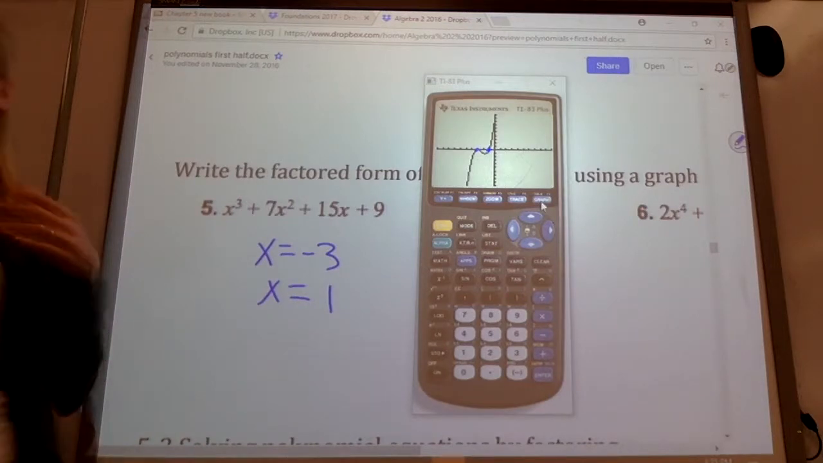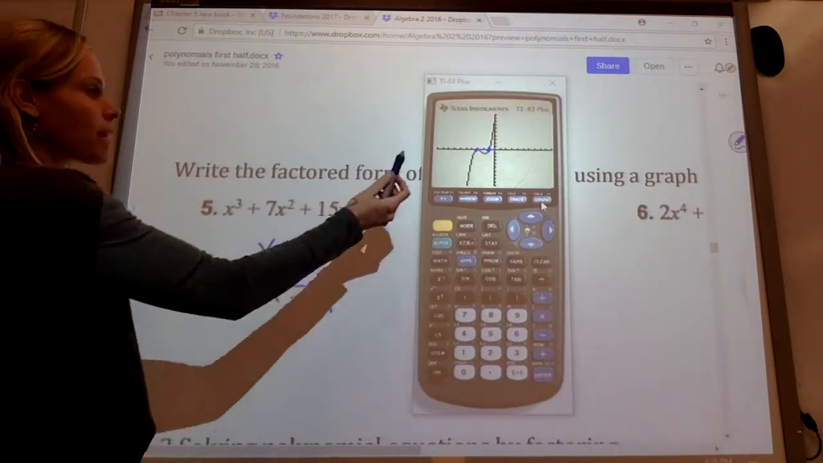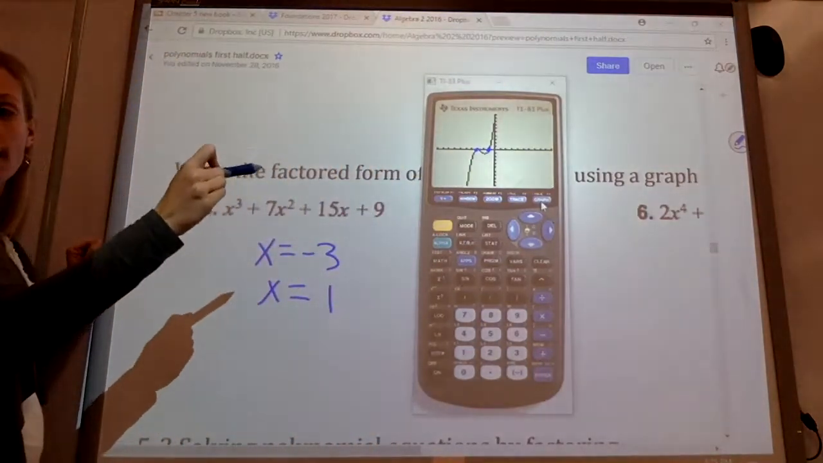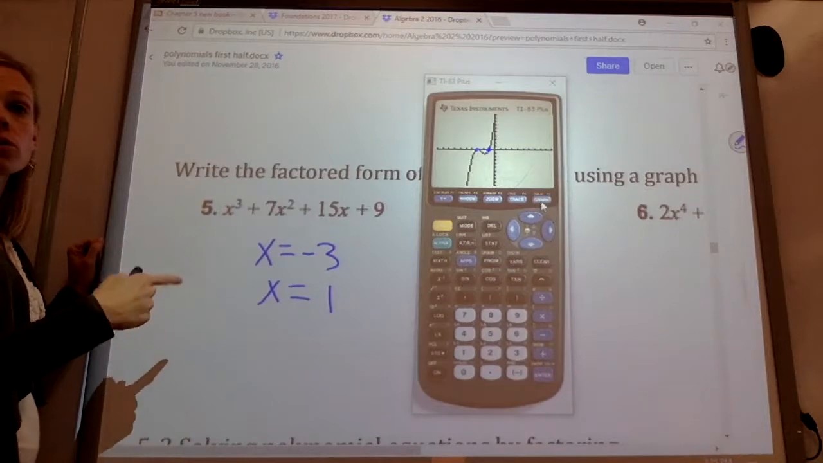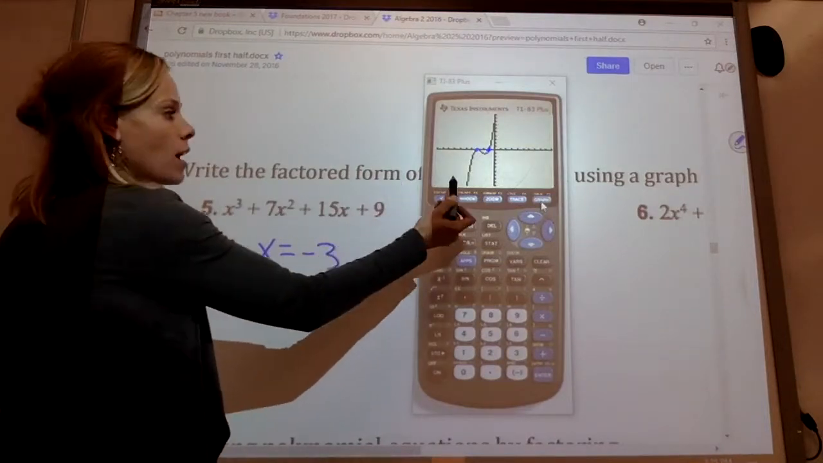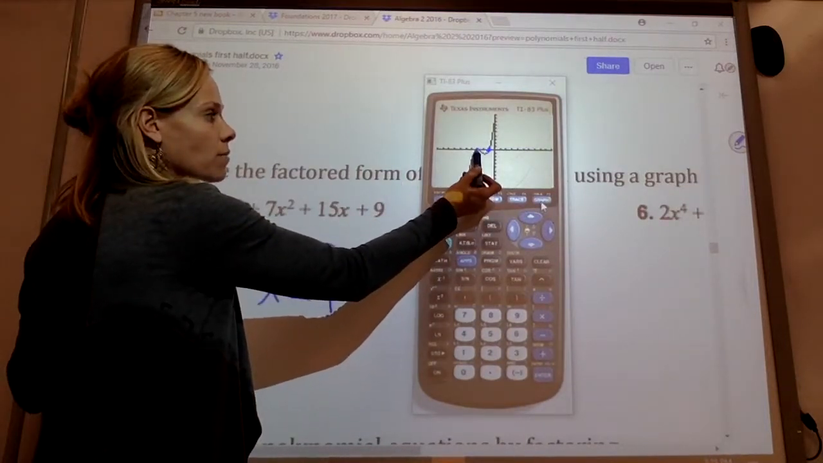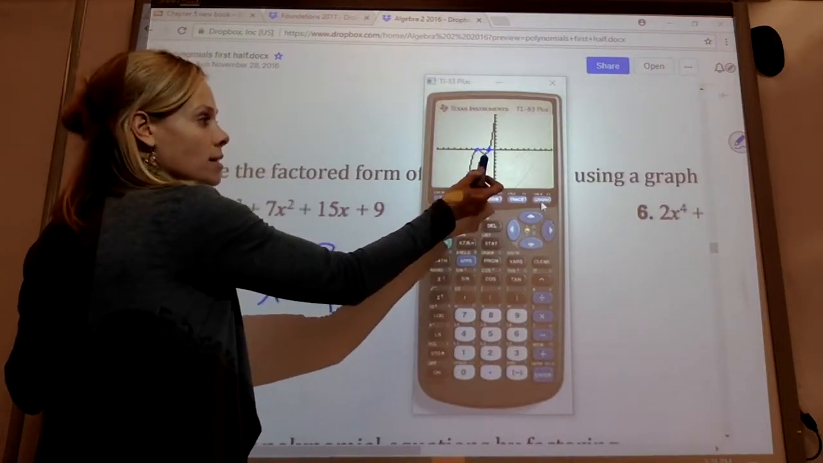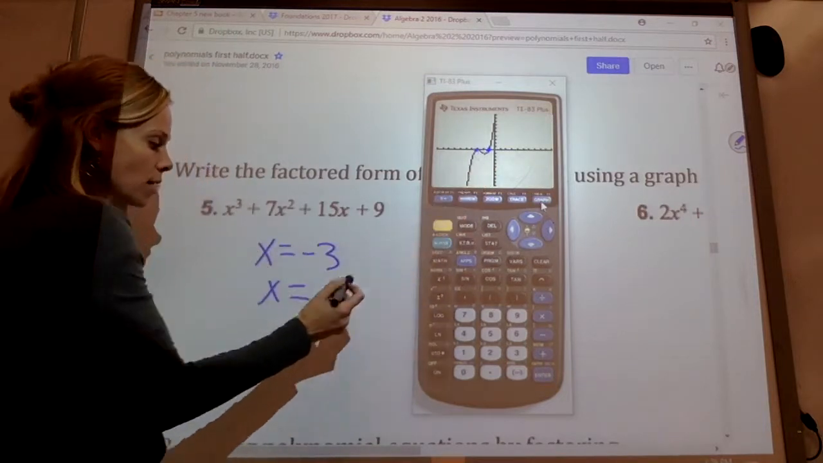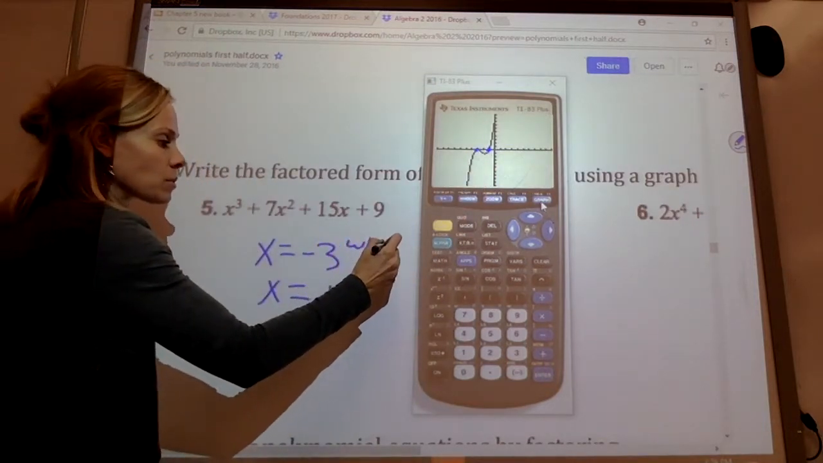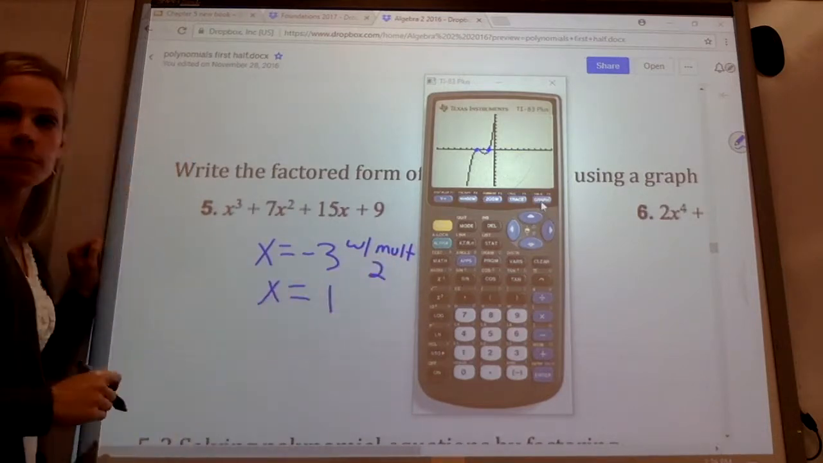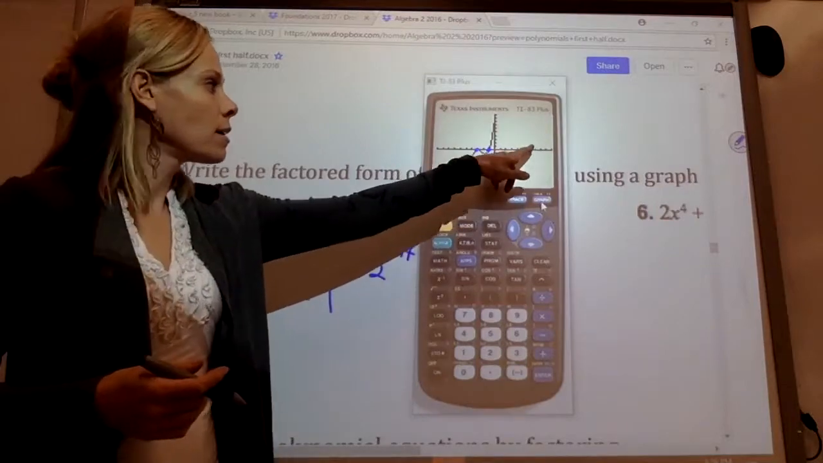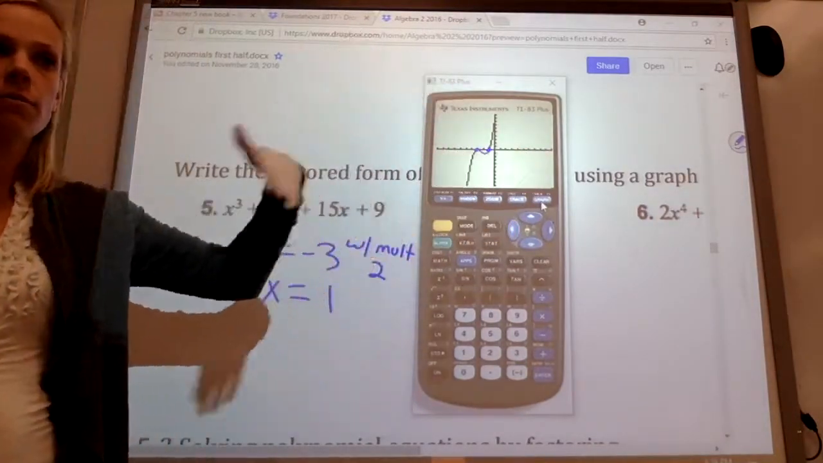So one of the hints I gave to you at the beginning of class, if I ever have a min or a max hitting the x-axis, that has a multiplicity of 2. So see how your graph's coming up? It's hitting the -3, creating a max there, and then coming back down. Since I have a max at -3, -3 has a multiplicity of 2. If you ever have a minima or a maxima hitting the x-axis, it's going to have a multiplicity of 2.